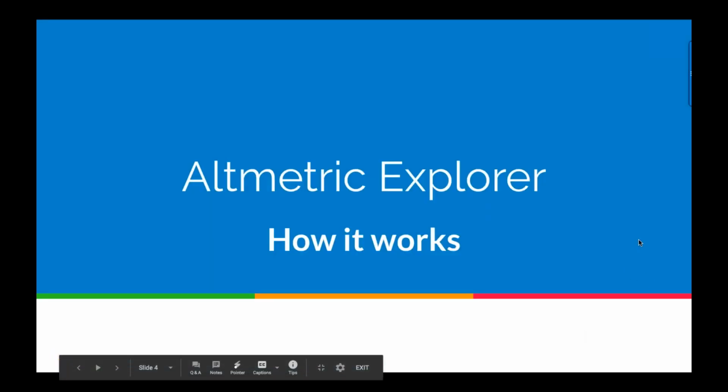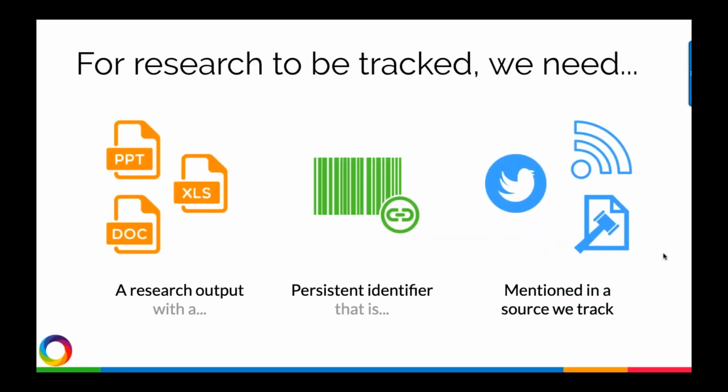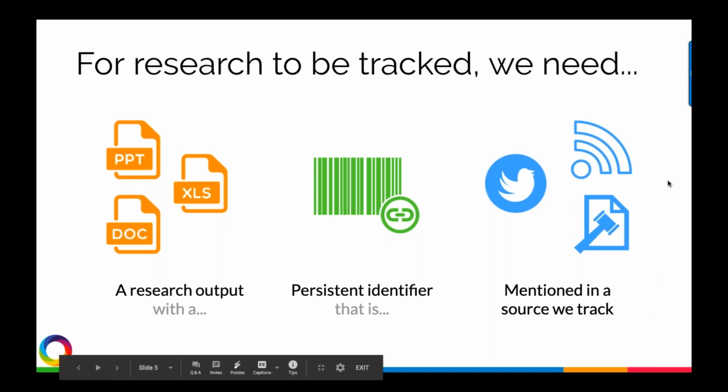All right, how does the Altmetric Explorer work? How does the Altmetric service track attention to research? So we need three things. We need a piece of research that has a persistent identifier and that is mentioned in a source of attention online that we are actively tracking, whether that's a news site, a blog, whether it's Twitter, whether it's Facebook pages, and so forth. That's really the three components that are required for an item to appear in our database.